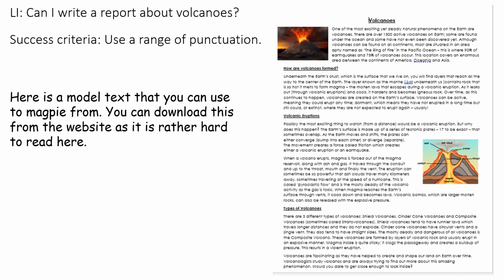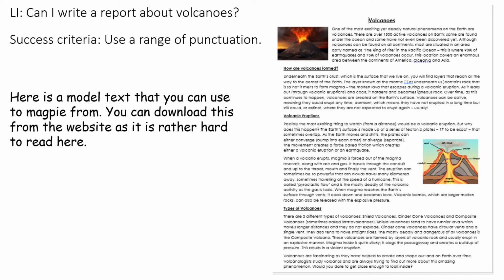So our job today is we're going to be writing a report about volcanoes. Success criteria I've added in there purely because we did a lesson yesterday about using different types of punctuation. We had a practice, and today I'd really like to see some of that in action.